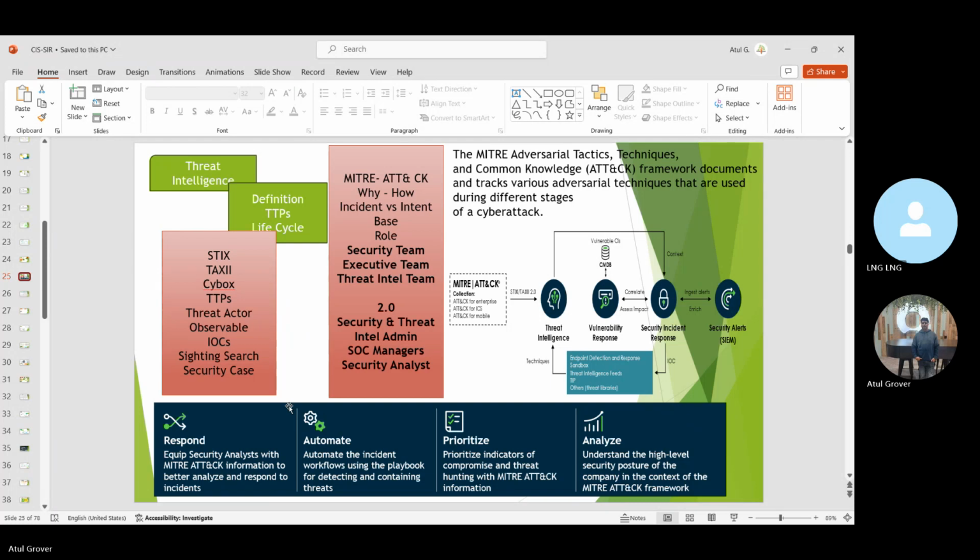This is what it is. Now, if I go further, as I say, these tactics and techniques will help us in the different stages of the cyber attack.